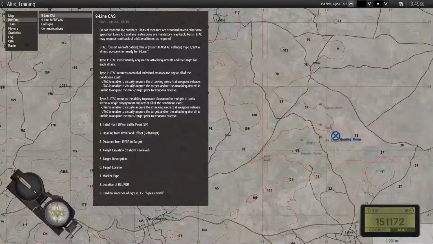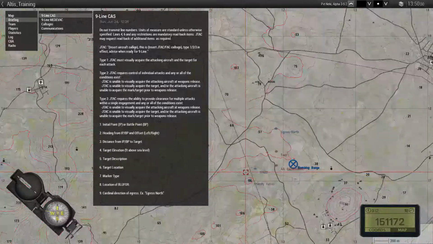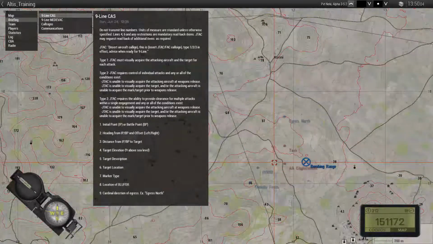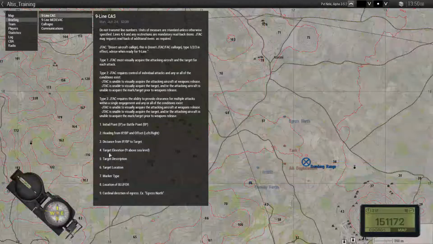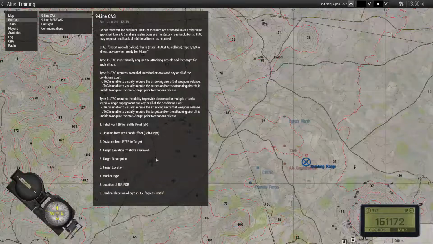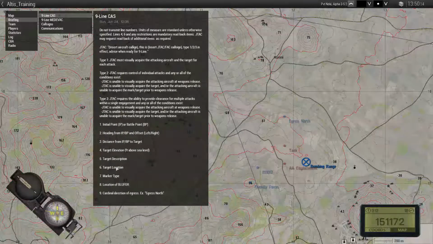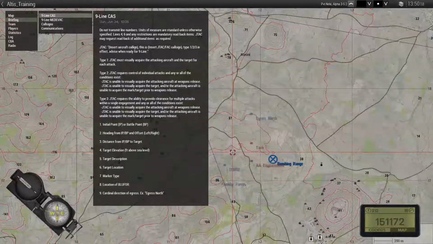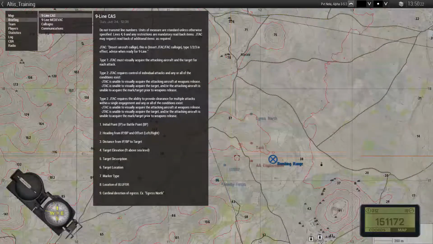Phantom 1, Phantom 2. I read back. Target elevation 60 meters, break. Target location 011017. Type 2 in effect. And then you just need to let me know if the readback was correct or not.